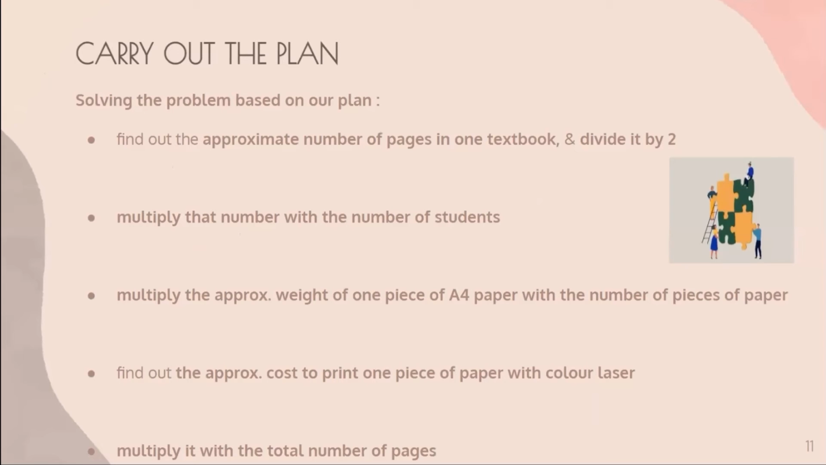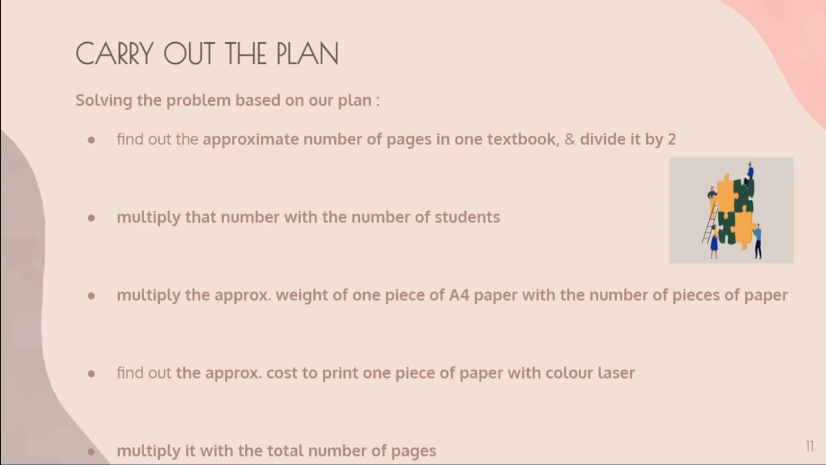With our plan in mind, we came up with a solution. We had to use the approximate number of pages we had in the textbook, which was 300, and divide it by 2 to find the number of papers needed per textbook, since they are printed on both sides of the paper. Then, we multiplied it by the total number of students in the cohort to find out the number of papers we needed for all the textbooks.